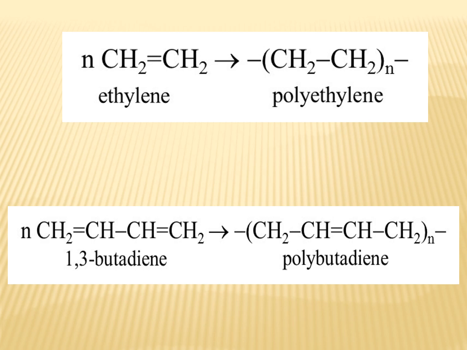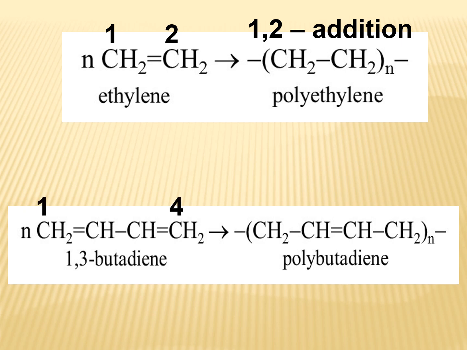Now in these two examples there is a small difference. In the case of ethylene, if you are numbering the carbon atoms, these are carbon atoms 1 and 2. The polymer is formed due to the combination of carbon atoms 1 and 2 of ethylene. So this is known as 1,2 addition. Whereas in case of butadiene, the carbon atoms are numbered as 1 and 4 and the polymer is formed due to the combination of carbon atoms 1 and 4 of butadiene, and so this is called 1,4 addition. So there are two types of addition polymerizations, 1,2 additions and 1,4 additions.